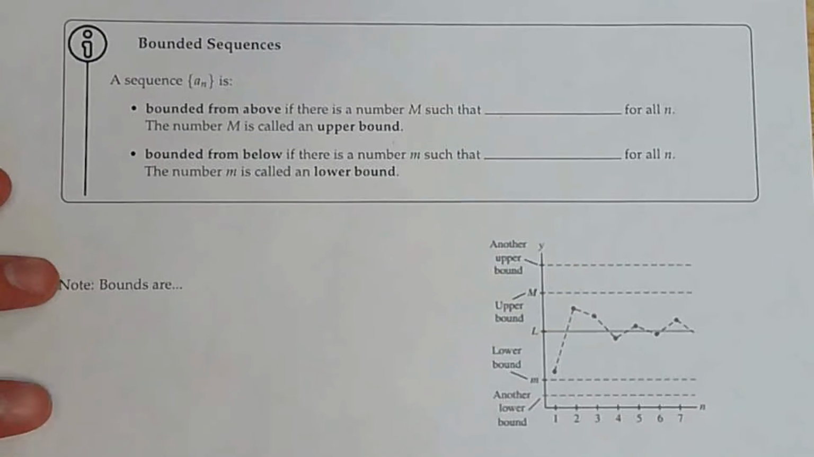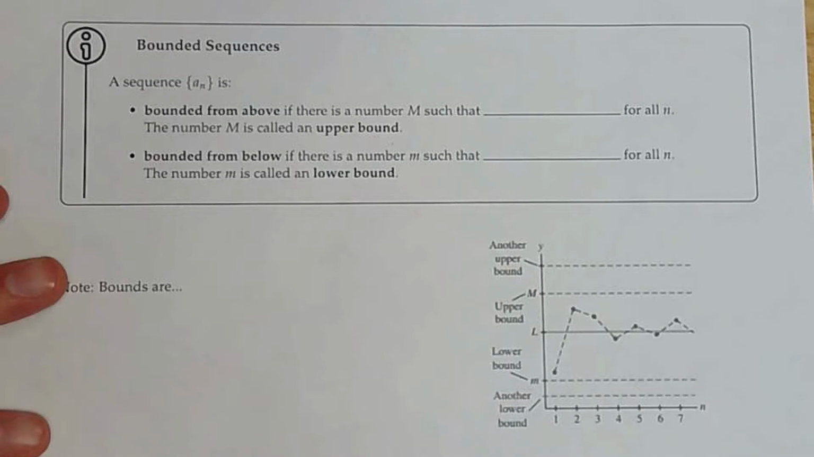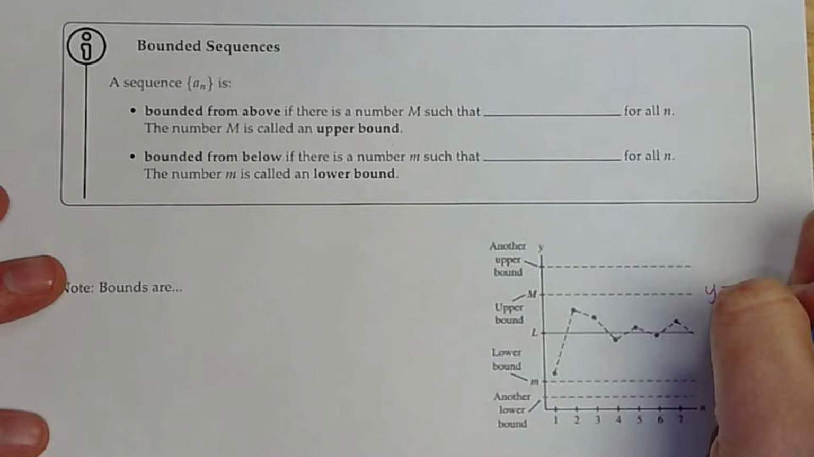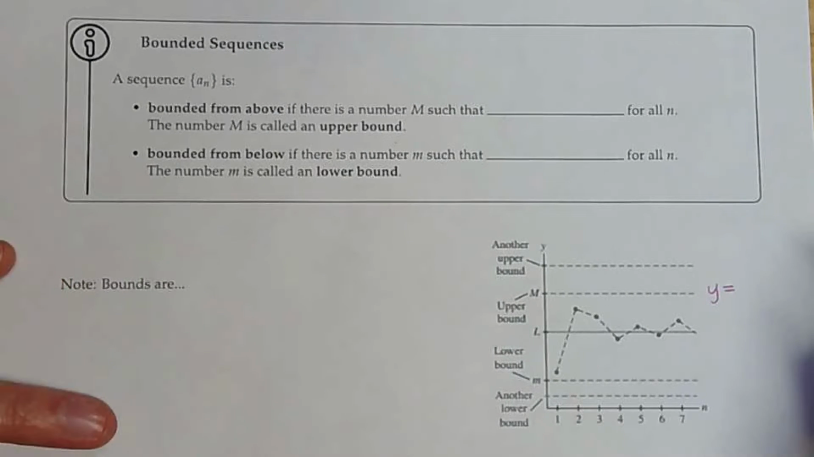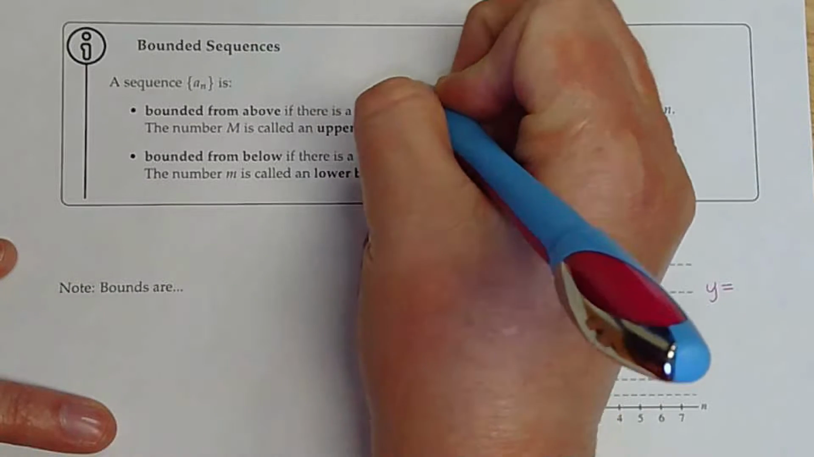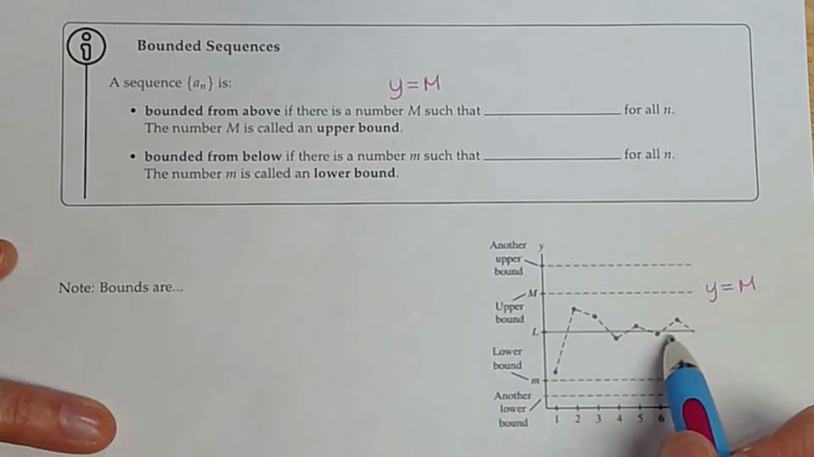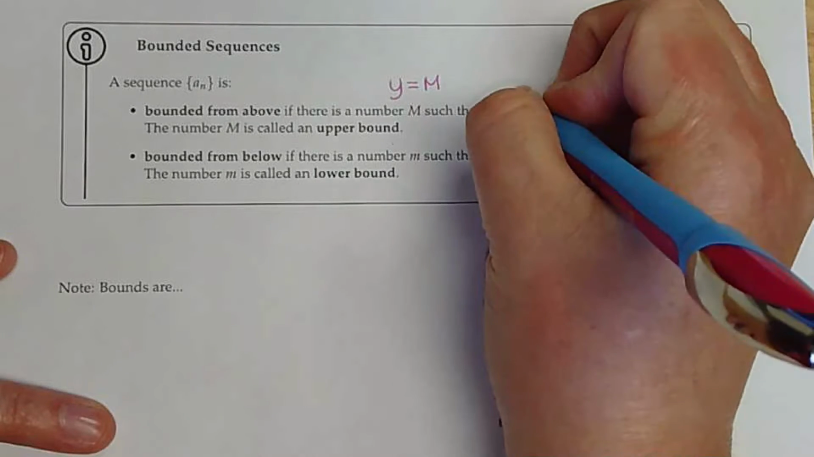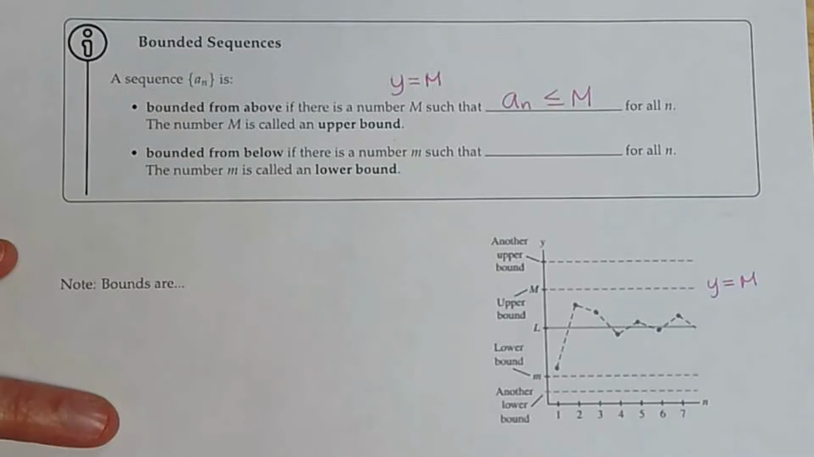Okay, so we're going to take a look at what it means for a sequence to be bounded. A bound on a sequence is a y value, or more accurately, a horizontal line that has the equation y equals some number. If our sequence is bounded from above, there is a number capital M, so y equals capital M, such that all the terms of our sequence are below that line, for all n. We would write that as a sub n is less than or equal to capital M, and we would call that our upper bound.